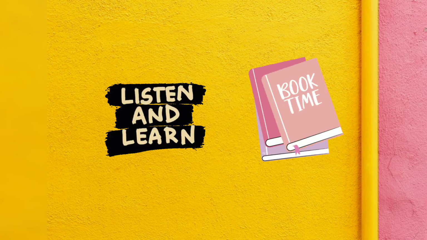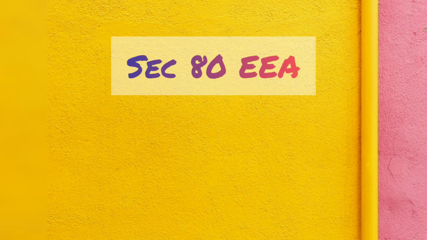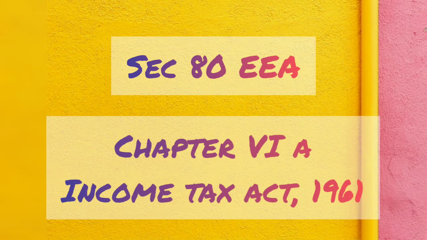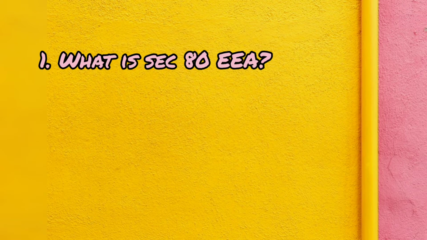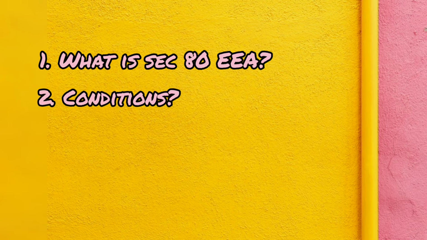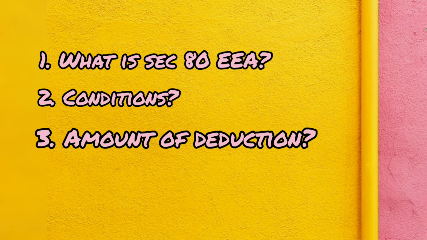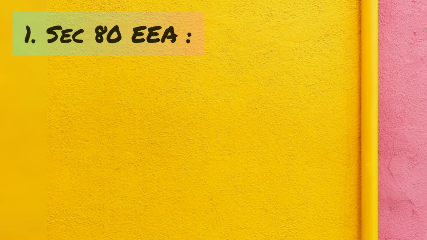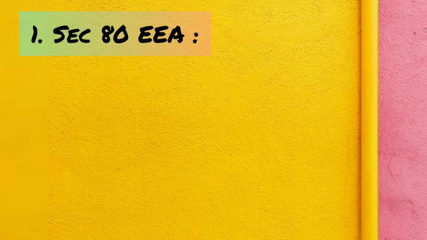From this video, we are going to learn about Section 80 EEA, which is described under Chapter 6A of Income Tax Act 1961. From this video, we are going to learn 3 points. First point talks about what is Section 80 EEA, and second point talks about what are the conditions to avail deduction under this section, and third point talks about what is the amount of deduction an assessee can claim under this Section 80 EEA. Coming to the first point, what is Section 80 EEA?